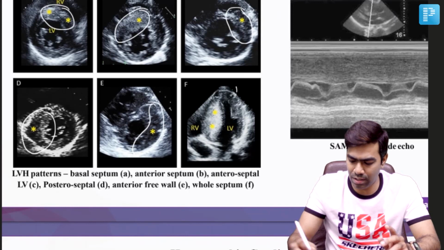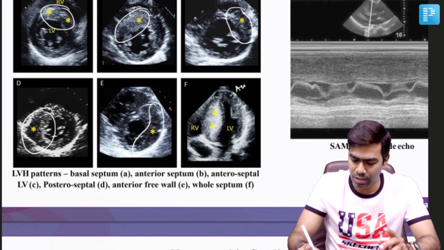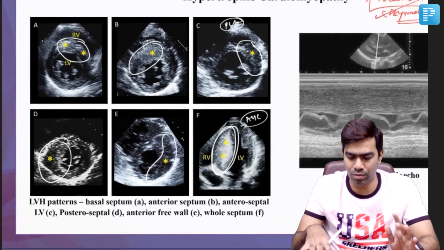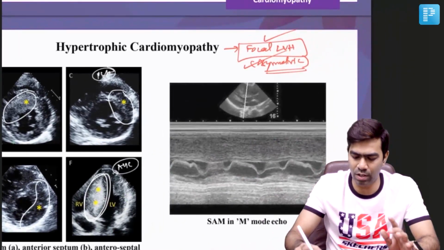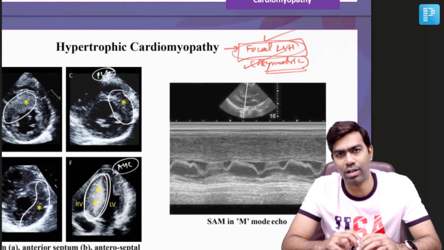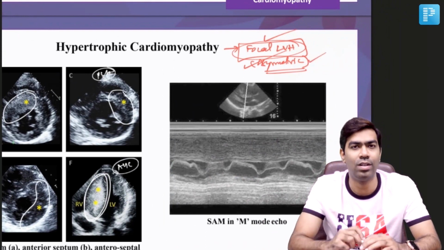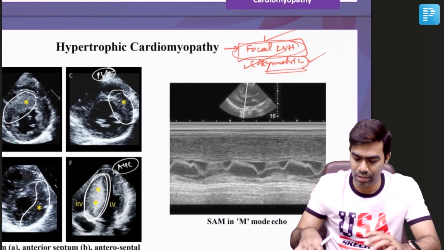And in this apical four-chamber view, you can see that the patient is showing hypertrophy of the entire interventricular septum. So usually, more often than not, you're going to have a focal left ventricular hypertrophy, but seeing a symmetrical or a concentric LVH does not rule out HCM.